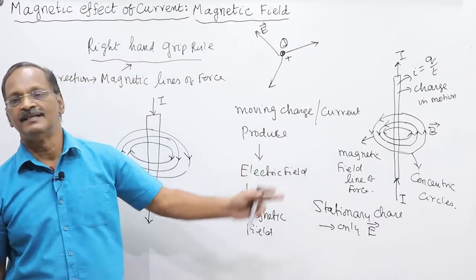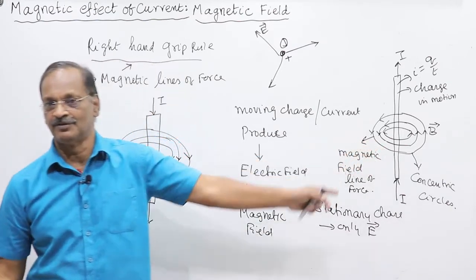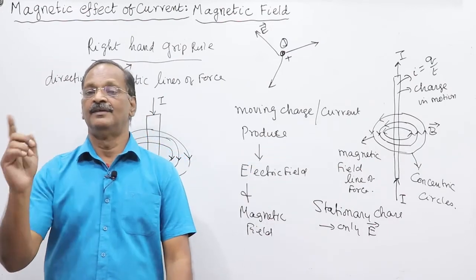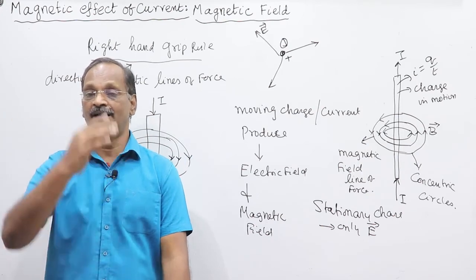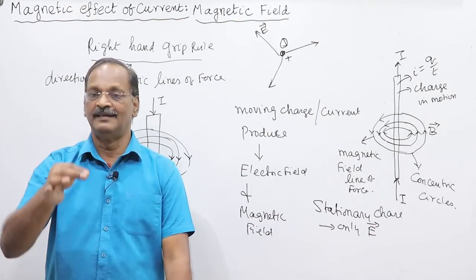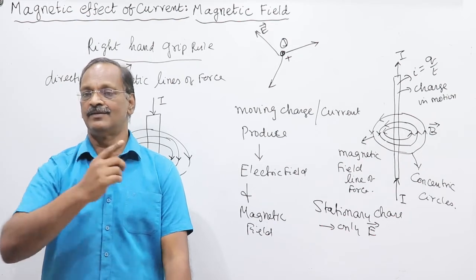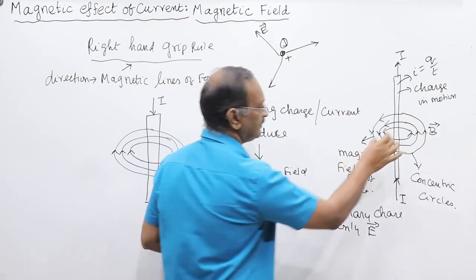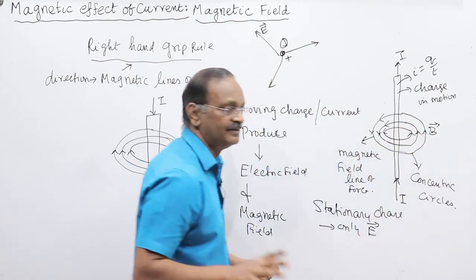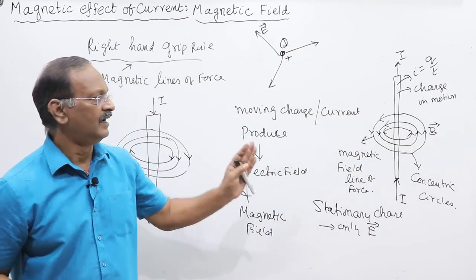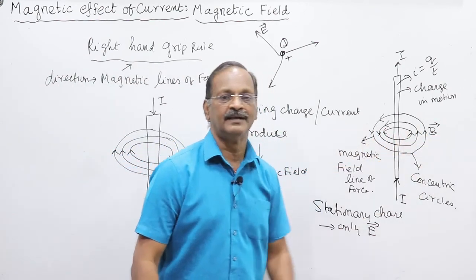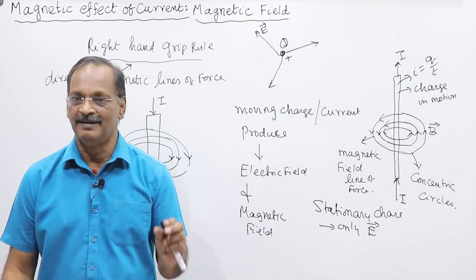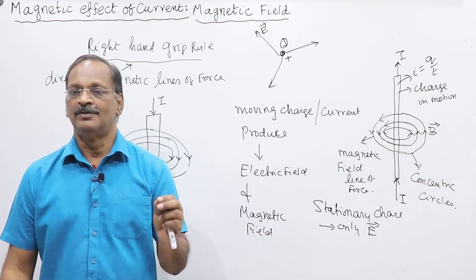Only the direction of the magnetic lines of force changes, but the magnetic field line will always form a closed loop around the conductor, with the conductor at its center, for the circular magnetic lines of force. And nearer to the conductor, the magnetic field lines are stronger, and as we move away from the conductor, the magnetic field becomes weaker and weaker.